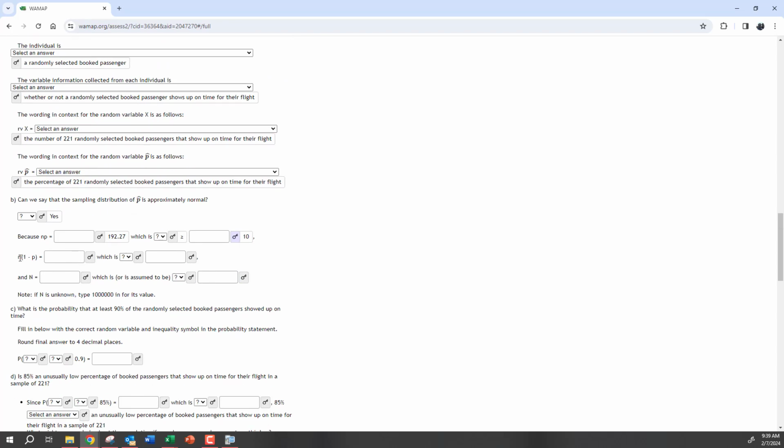And then you have to do the same thing with n times q. We normally call q 1 minus p. It's its complement, because probabilities always add up to 1. So if p is 87%, q is the complement of that, which is 13%.